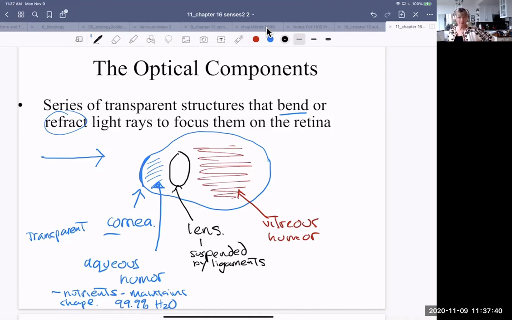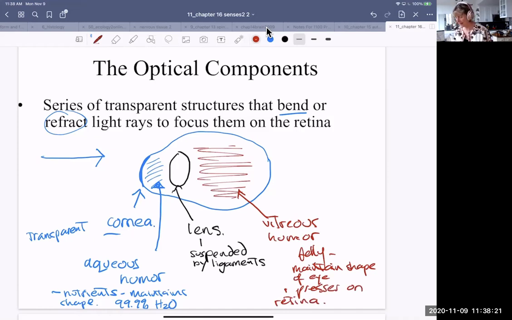So it can change shape because of those ligaments, which are also attached to muscle, of course. What else? Vitreous humor. Yeah, so that's kind of a jelly. It also helps to maintain the shape of the eye, and it presses on the retina, which is at the back of the eye.